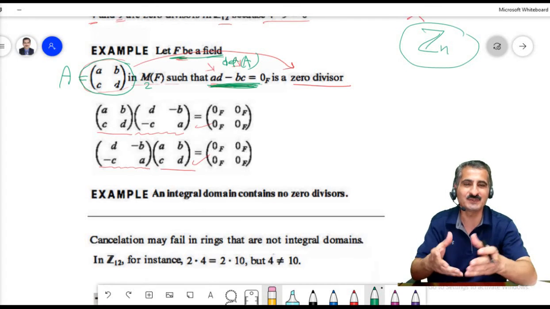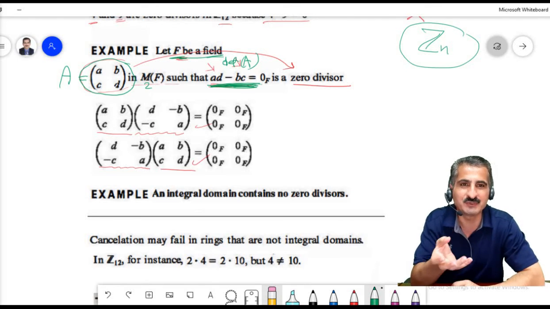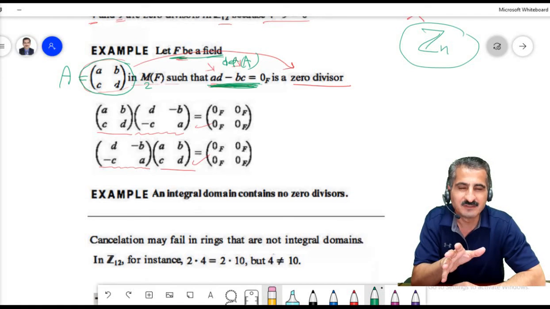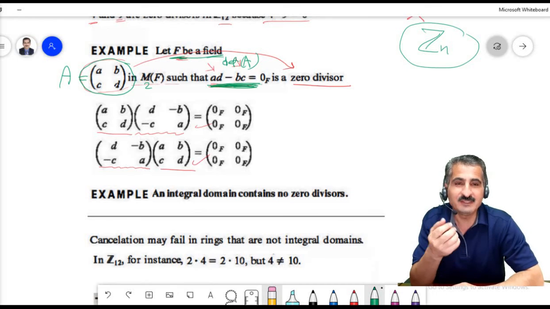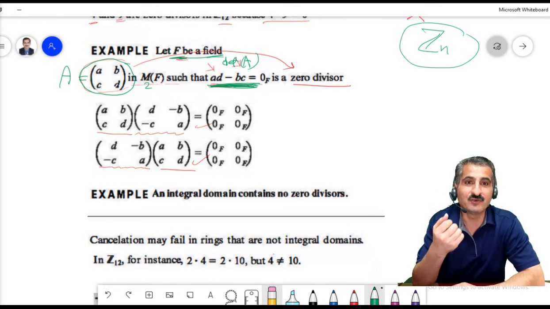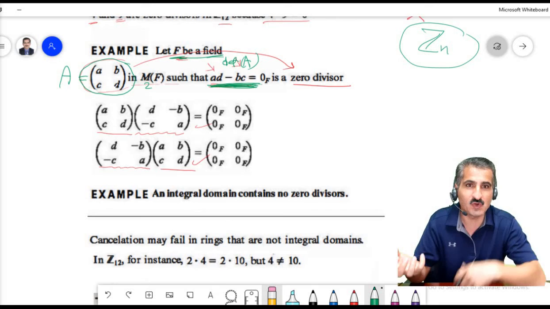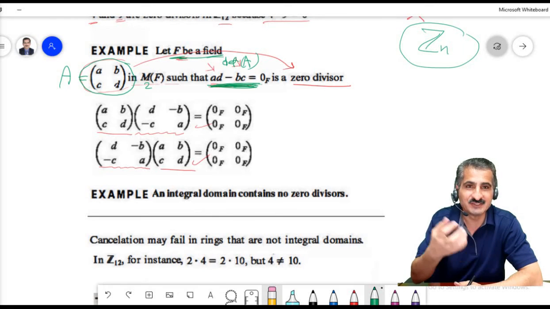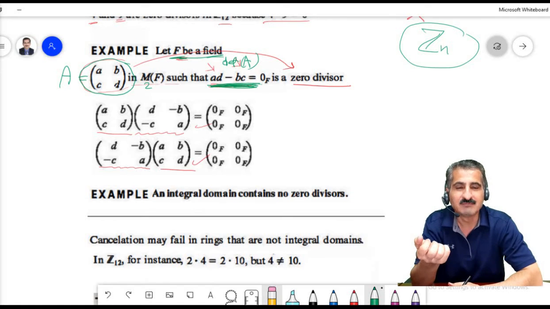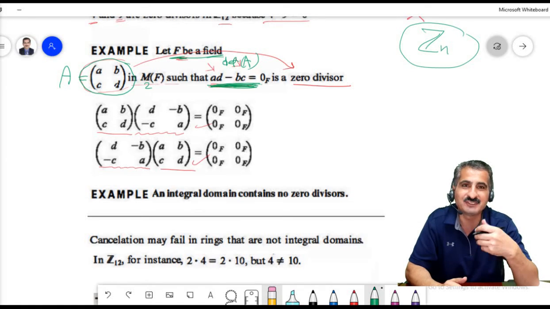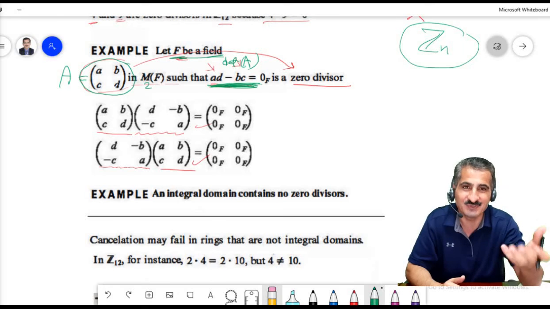So now you can conclude that given any 2 by 2 matrix with entries from any field, the determinant of it is either non-zero or 0. If it is non-zero, then the matrix is invertible. It is a unit. But if the determinant is 0, then the matrix is a zero divisor, and this example shows that.